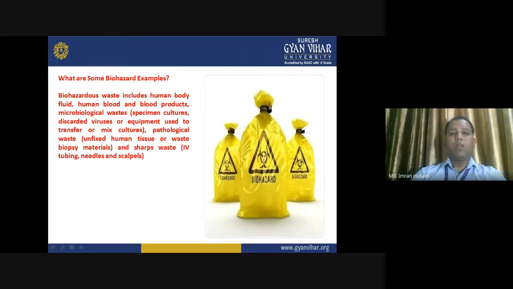What are some examples of biohazards? Biohazardous waste includes human body fluids, human blood and blood products, and microbiological waste.